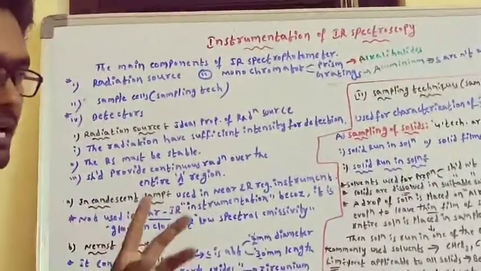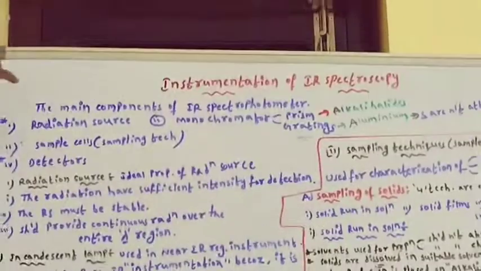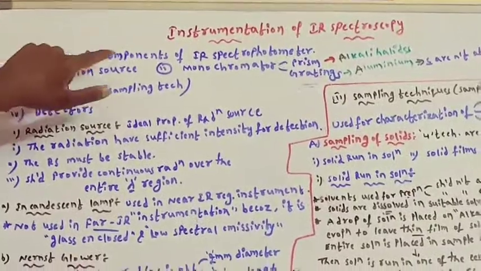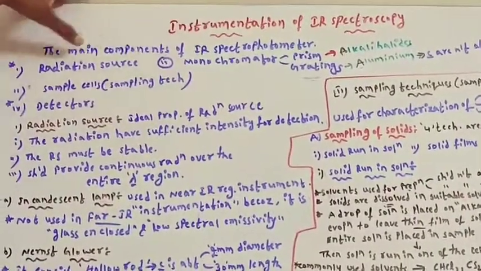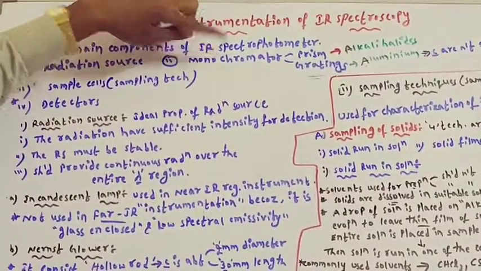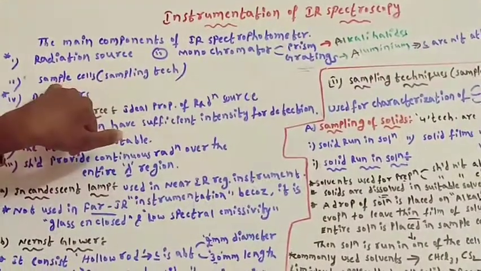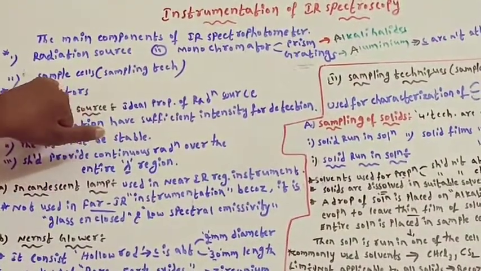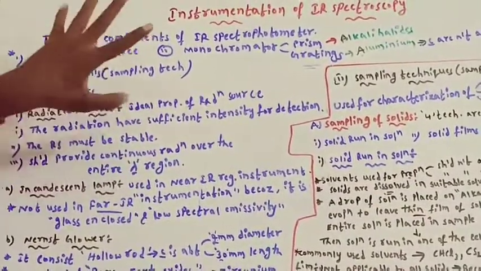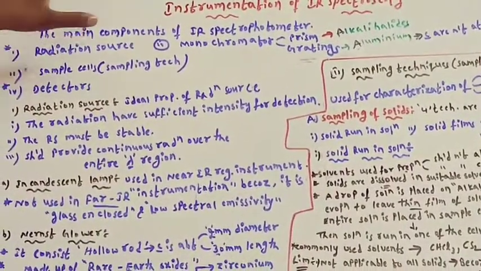In the last class we already saw the single beam and double beam IR spectrophotometer. The main components of an IR spectrophotometer are the following. First one, radiation source. Second one, monochromator, and in the monochromator we know there are prisms and gratings. Third one, sample cells, also known as sampling techniques. And fourth one, detectors. Among these four, the radiation source, sample cells and detectors are very important.